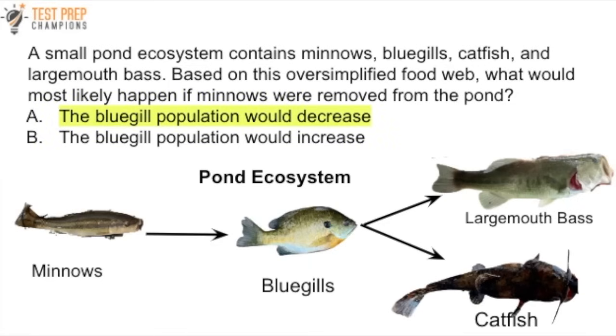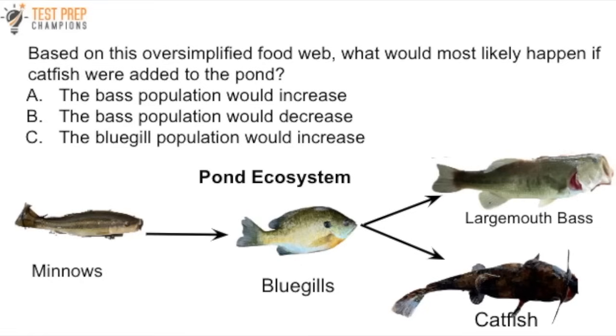So if that was tricky for you, don't worry. We're going to give you another shot at it now with a little bit different question, but it's a similar concept. So this question says, based on this oversimplified food web, what would most likely happen if catfish were added to the pond? A, the bass population would increase. B, the bass population would decrease. Or C, the bluegill population would increase. So I'll let you pause the video, take your time with this, and then when you're ready, we'll go over it. Okay, so let's think about this here.